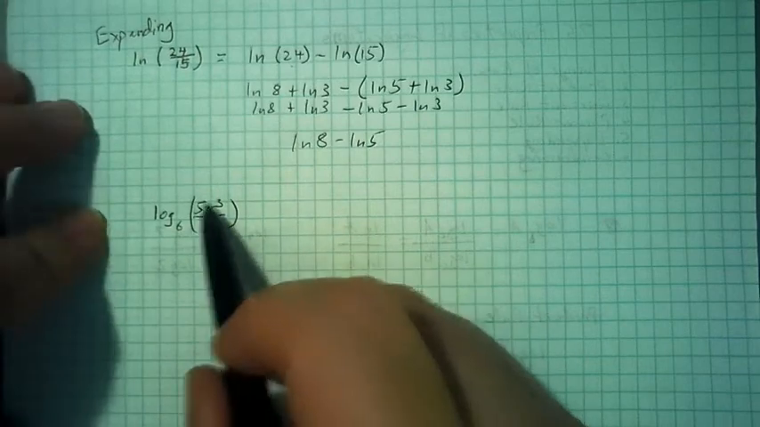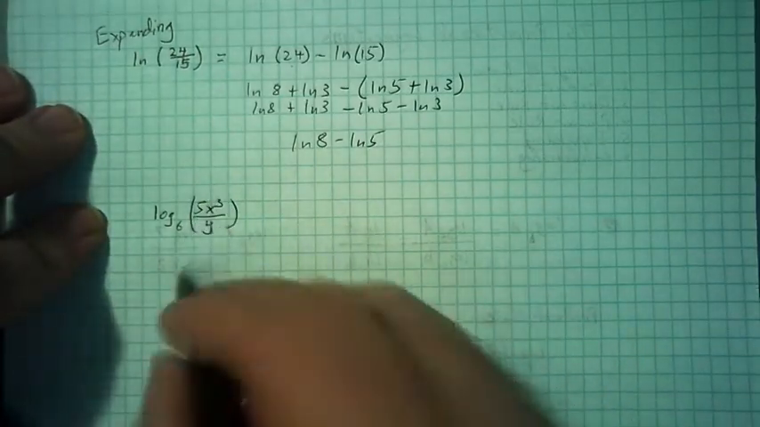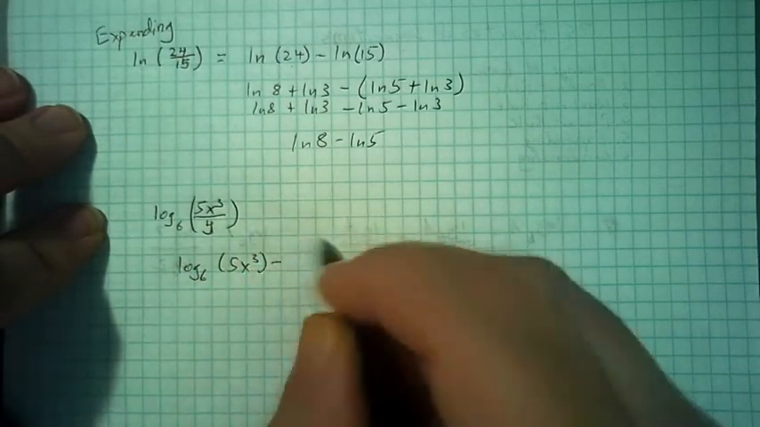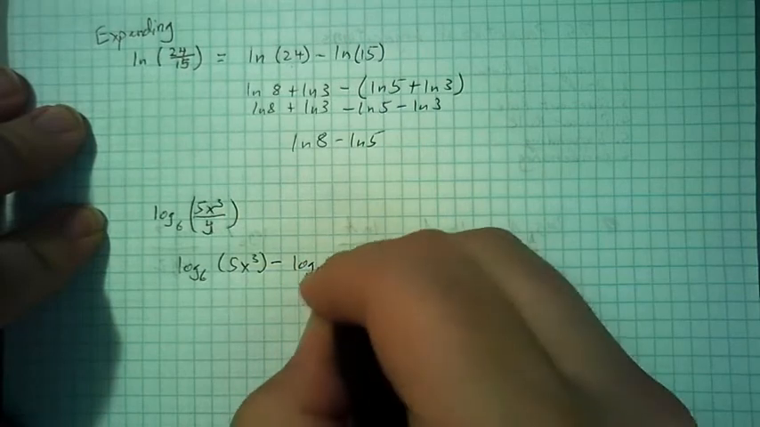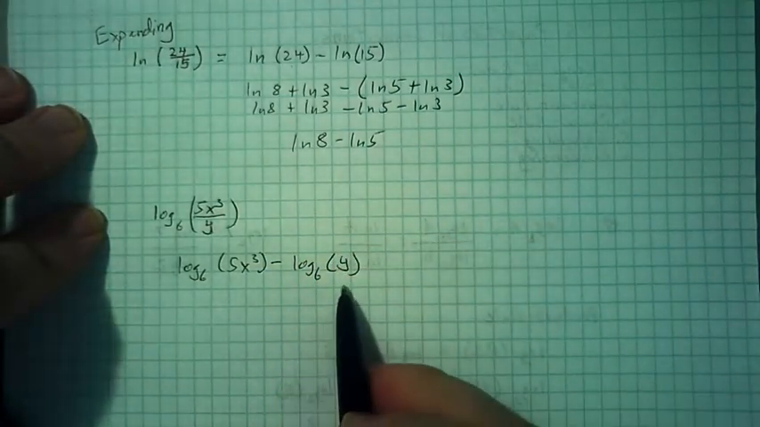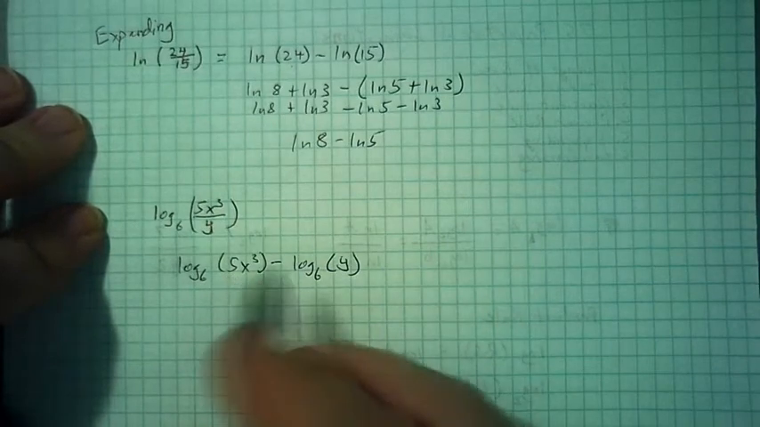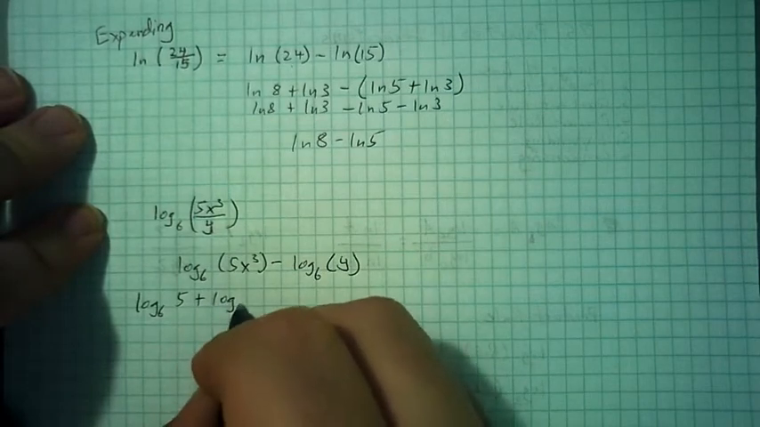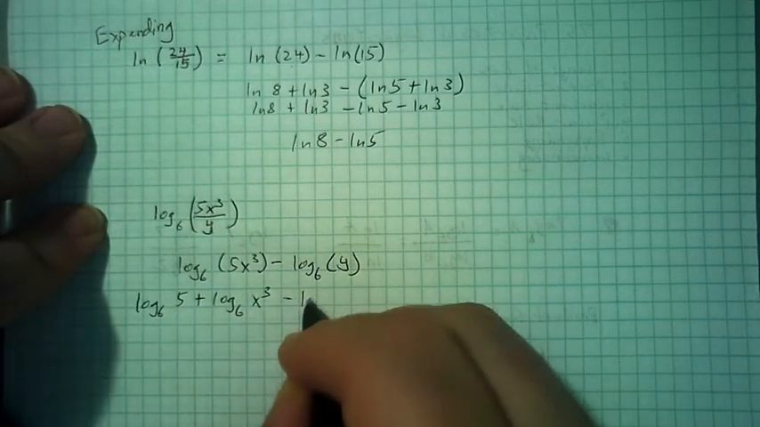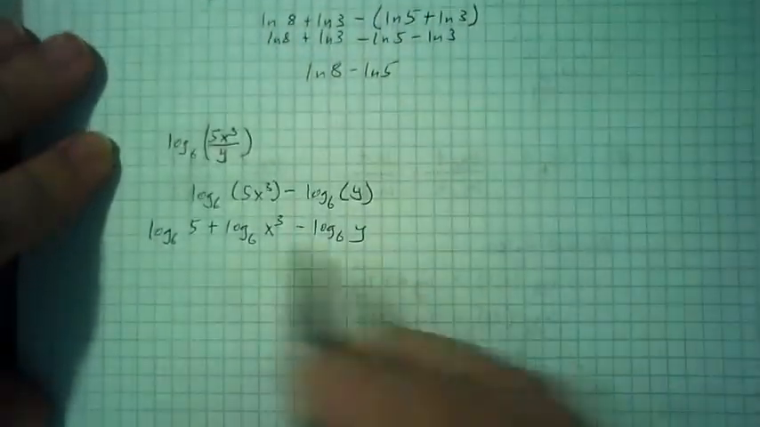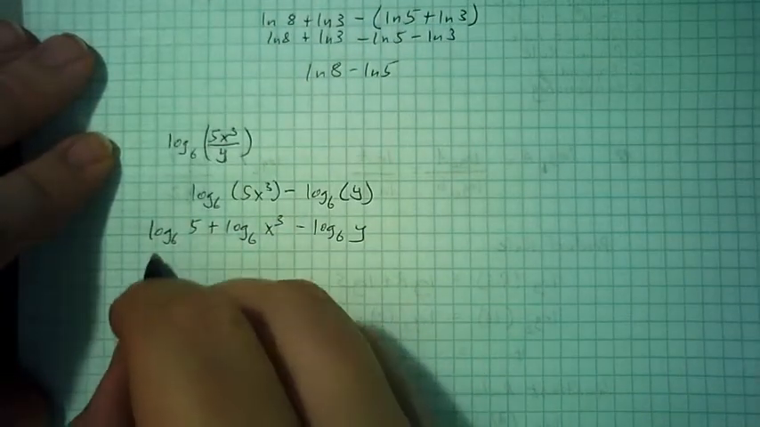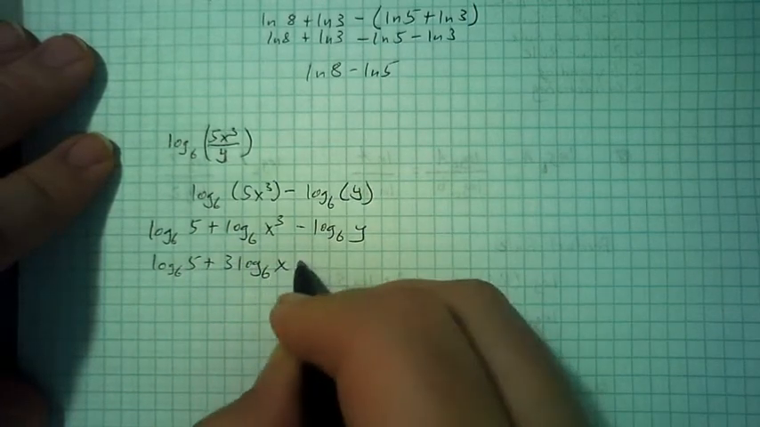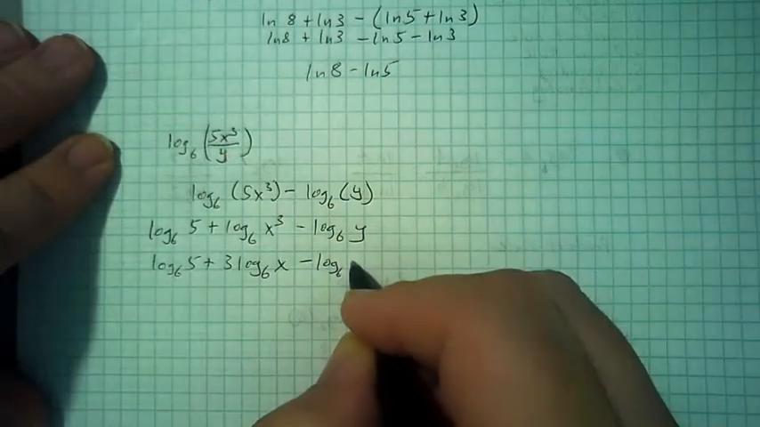So here I'm going to use the quotient rule first to split this fraction into its two parts. So log base 6 of the top, 5x cubed, minus the bottom, log base 6 of y. Now this one's already as simple as we can get it on the inside, but this here is a product. So this is log base 6 of 5 plus log base 6 of x cubed minus log base 6 of y. And here, since I have an exponent, I can pull that out front. Log base 6 of 5 plus 3 times log base 6 of x minus log base 6 of y.